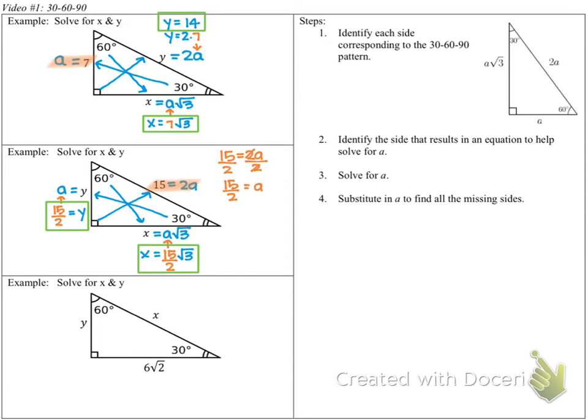All right, and then moving on to our third example. Same idea. I'm going to start at the 30-degree angle. I'm going to go across. I'm going to identify that as a. Notice that I do get this resulting equation of a is equal to y. However, there's too many unknowns in there, so that's not going to be the equation that I use.